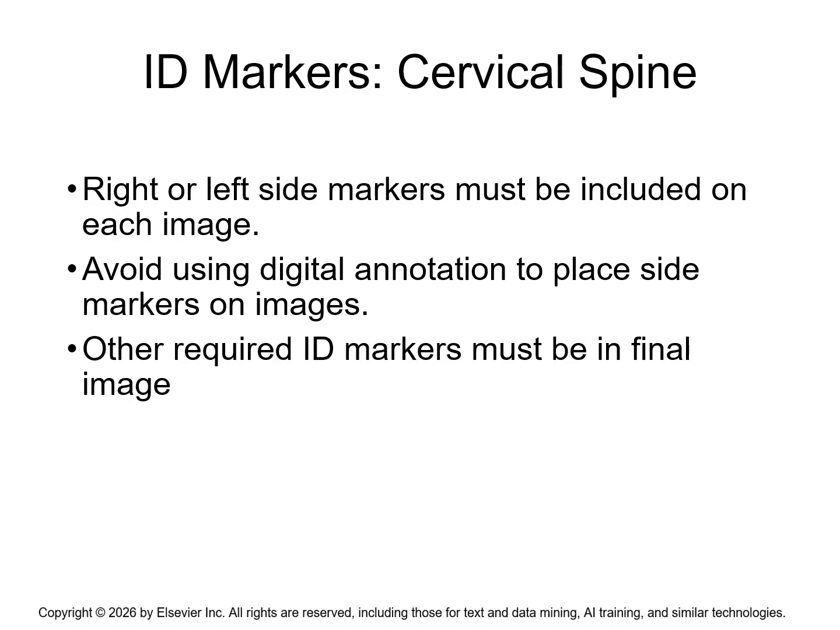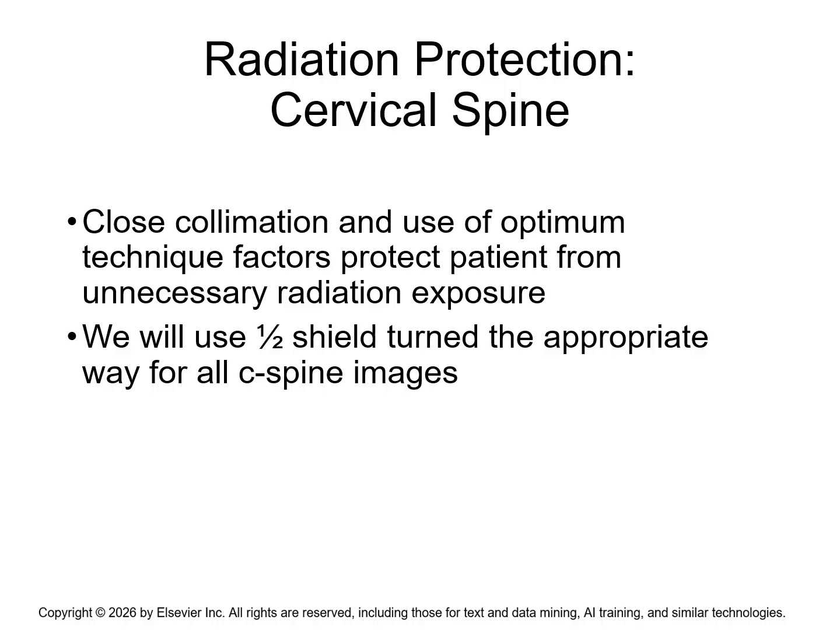All right, let's talk about ID markers. Obviously, they need to be on every single image. It says avoid using. I'm going to say they are prohibited. On lateral images, mark anteriorly. On obliques, you can mark the same side both times, because anytime you can see both sides of the spine, the right side and the left side, it's okay to just mark whichever side correctly. And then radiation protection, obviously we're going to use good collimation, optimal technical factors, and we're going to use a half shield and make sure that we're turning it appropriately for every projection.